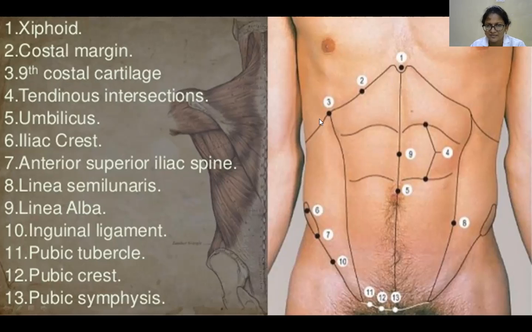Okay, these are the important landmarks in the anterior abdominal wall. We should know about these structures: the xiphoid process, costal margins, the tip of the ninth costal cartilage, linea alba, linea semilunaris, anterior superior iliac spine, inguinal ligament, pubic tubercle, and pubic crest. All these things we should know while reading the abdomen.